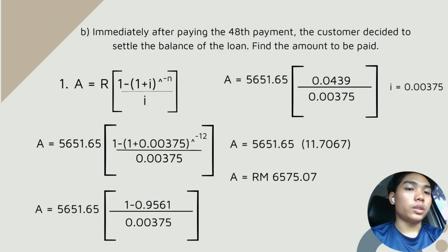Then 561.65 times 11.7067, and the final answer we will get is A equals RM6,575.07. So the customer will need to pay RM6,575.07 to settle the loan in full after the 48th payment.